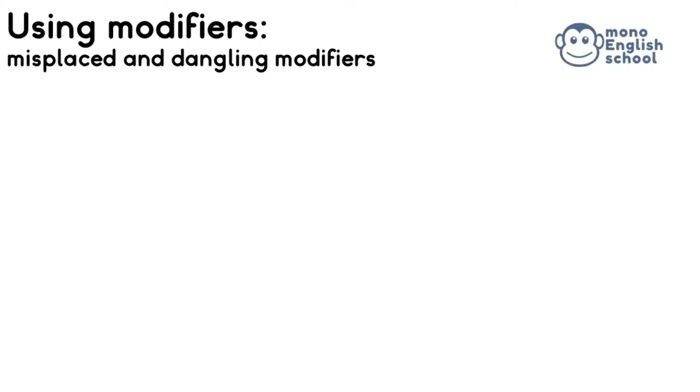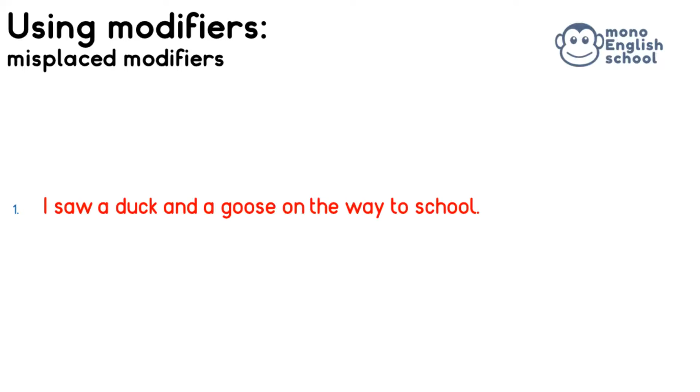First, we will look at misplaced modifiers. Here is our first sentence. I saw a duck and a goose on the way to school. In this sentence, the modifying prepositional phrase on the way to school has been incorrectly placed and, therefore, modifies the wrong items in the sentence. As the modifier directly follows the nouns duck and goose, it seems as though the duck and goose were going to school. Of course, it was I who was going to school.